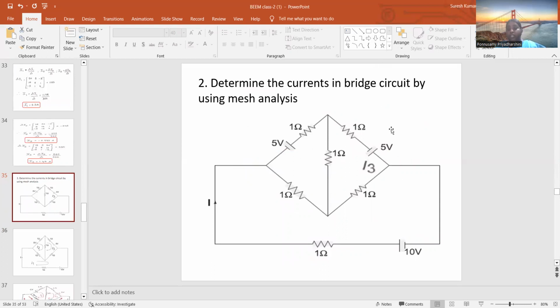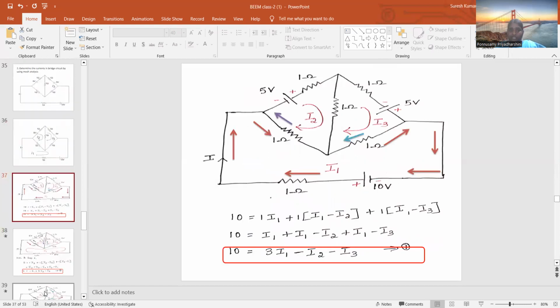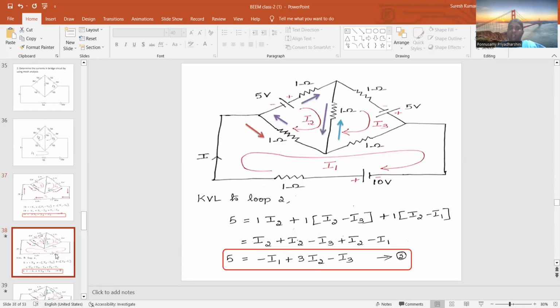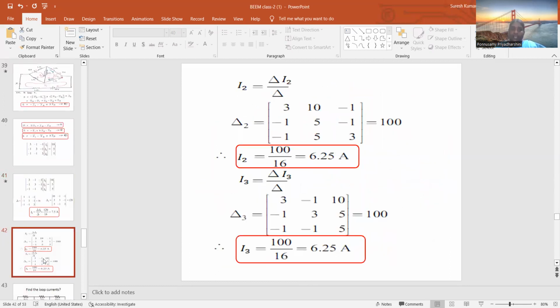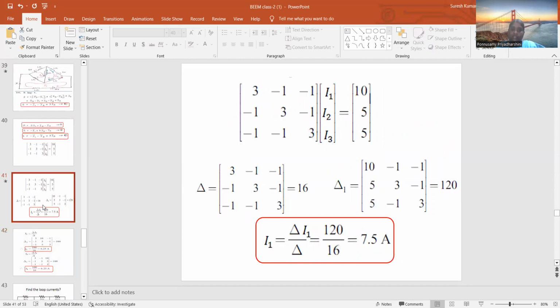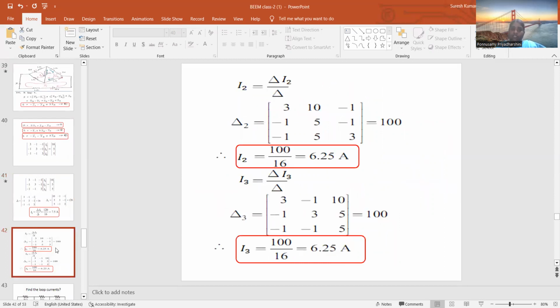How many paths are available? 3 paths are available, with currents I1, I2 and I3. Applying the rule, 10 is equal to 3 I1 minus I2 minus I3. Applying KVL to loop 2 gives the second equation, and KVL to loop 3 gives the third equation. Applying Cramer's rule, the answers are I1 equal to 7.5 amps, I2 equal to 6.25 amps, and I3 equal to 6.25 amps.